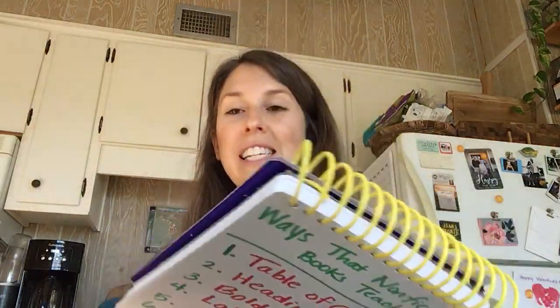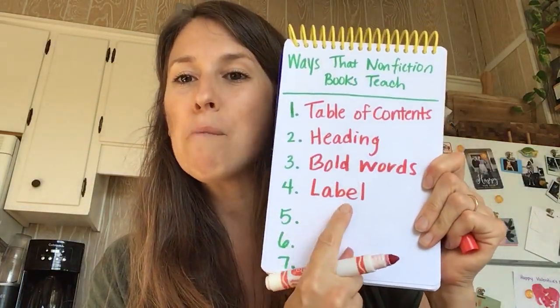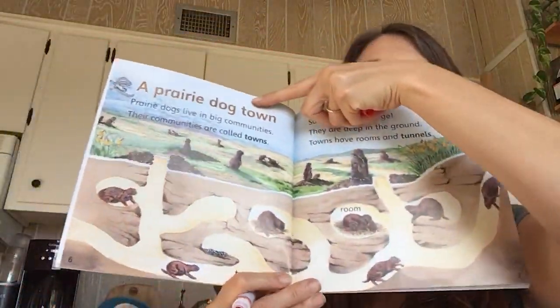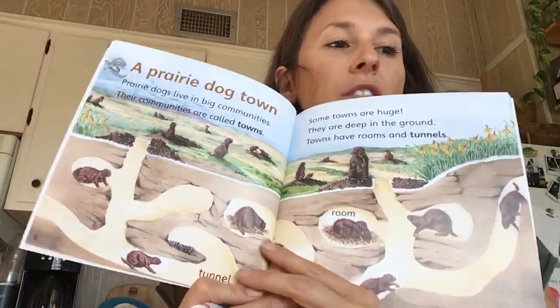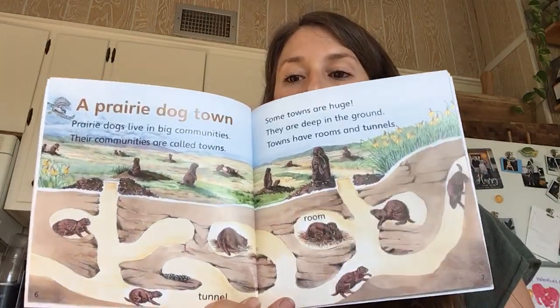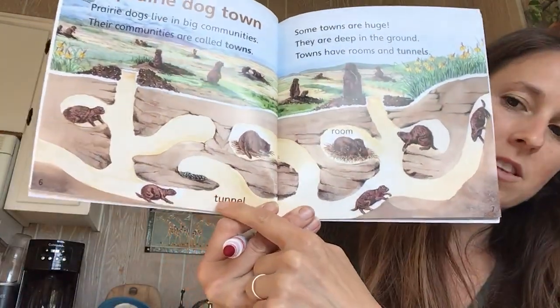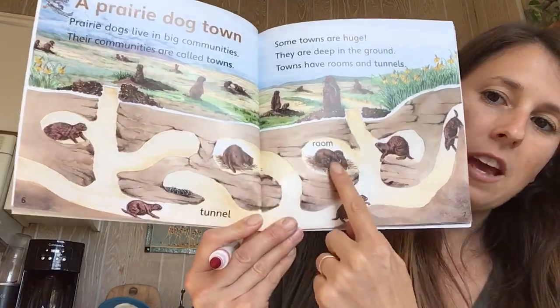Another text feature that teaches us new things is a label. Authors of nonfiction put labels on things so they teach us, they give us more information or the name of something like this. Remember, she was showing us these are the tunnels and these are the rooms, a label.